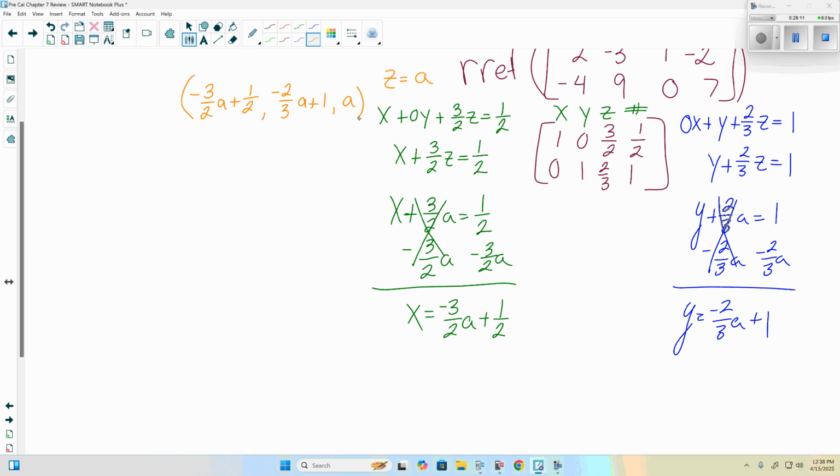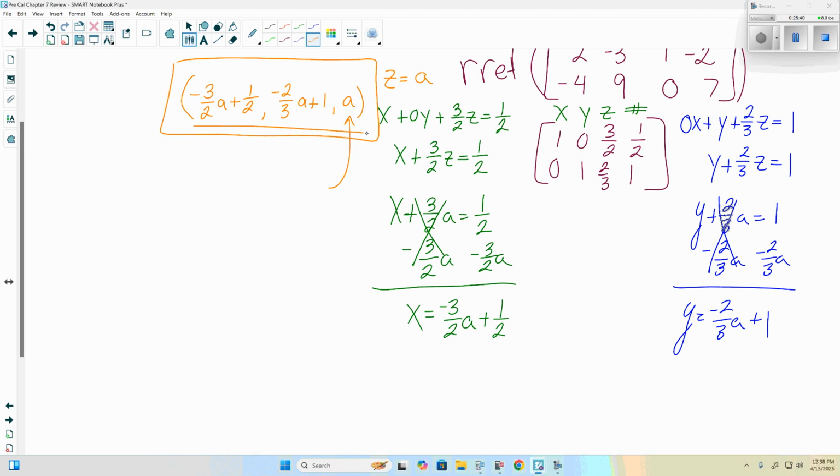And this is an infinite number of solutions because a can be any value. We can have any value of a. So to find a solution set, we can just start picking values of a, plugging in all three spots, simplify, and that would give us a solution that works. But the infinite solution for this is defined by this here. Questions? Okay.